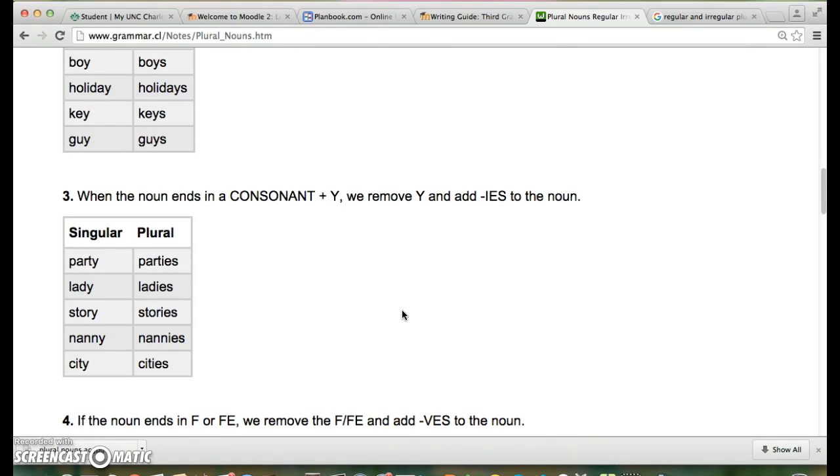Okay, here's another example. So when the noun ends in a consonant y, we have to take the y out and add ies to the noun. So here's an example over here. Like party, t is a consonant that comes right before the y. So we have to drop the y and add ies. Same thing with lady. d is a consonant before the y, so we have to drop the y and add ies for ladies. So here's some examples in the chart.